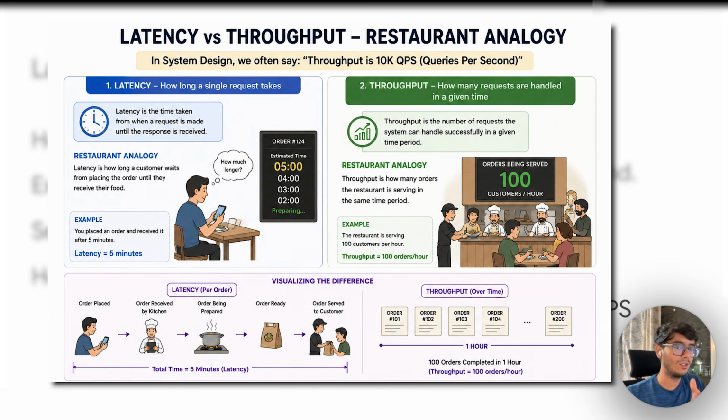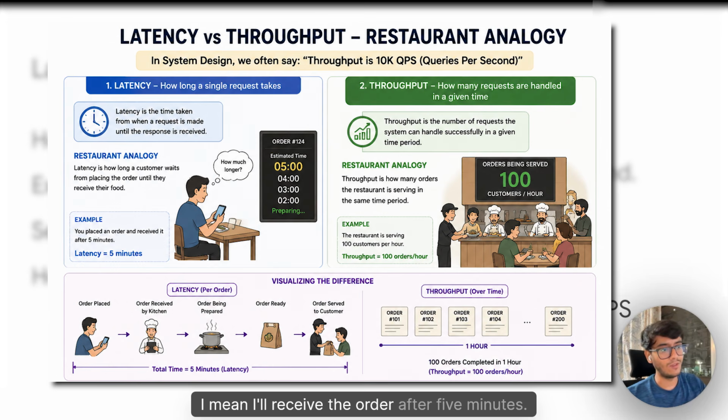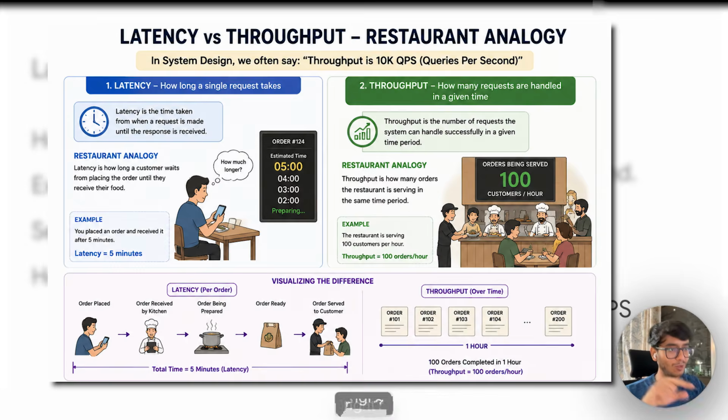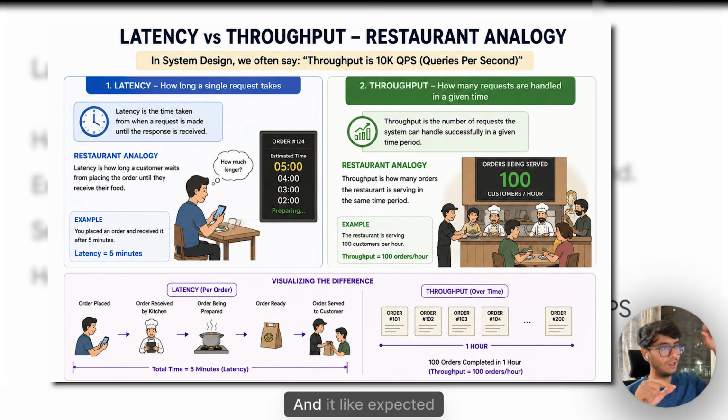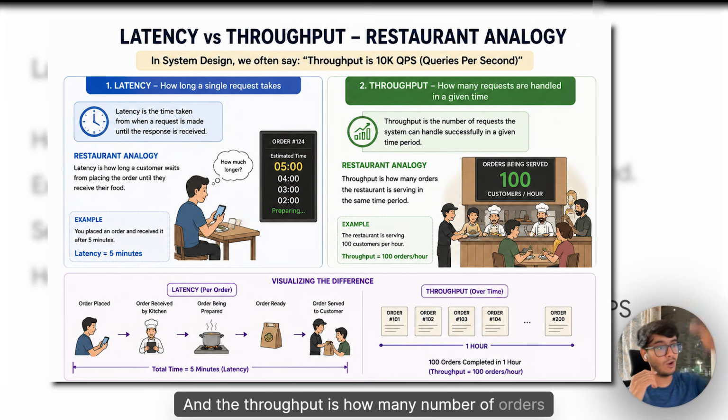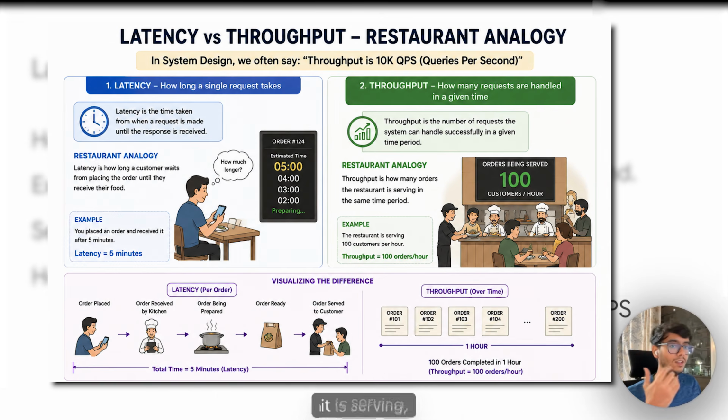Let's say if order wait time is like 5 minutes, that's the latency. I mean, I'll receive the order after 5 minutes. You might be seeing on the display board, right? We will see your orders getting prepared, and the expected time is like 4 minutes, 3 minutes, it keeps reducing. Overall, let's say it's 5 minutes, and the throughput is how many orders are listed there. I mean, how many orders the restaurant is serving at the same time. Let's say it is serving 100 customers per hour.